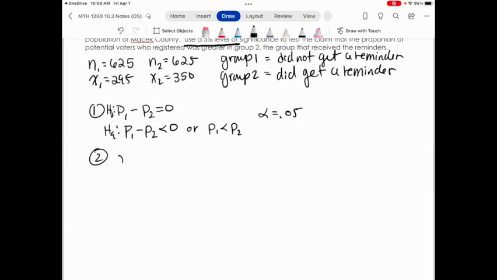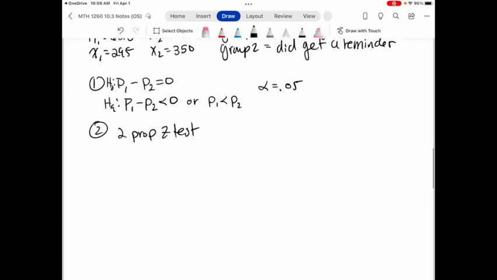Now, we're going to use a 2-prop z-test, but we need to justify that the sample sizes are big enough. So we need to show that n1 times p1 prime is greater than 5, n1 q1 prime is greater than 5, and then the same thing for the second sample.